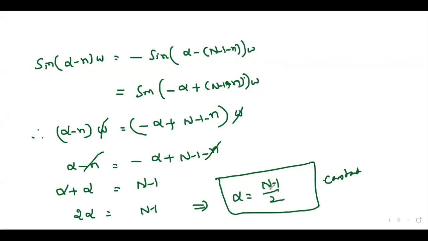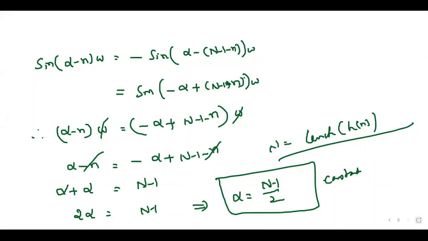And this alpha value is equal to n minus 1 by 2, where n is the number of samples present in the impulse response h of n. So n is equal to the length of h of n. Okay.